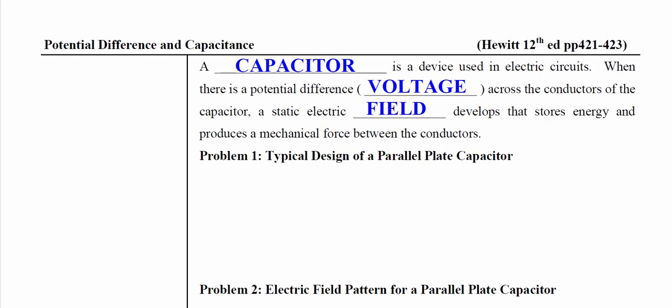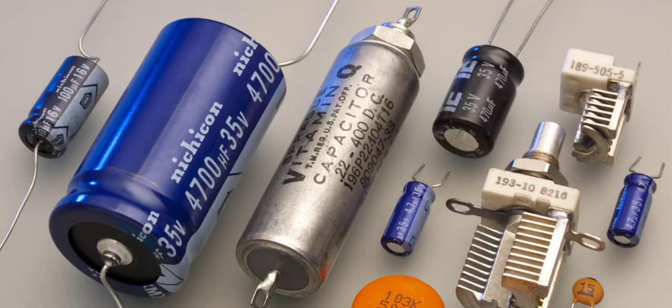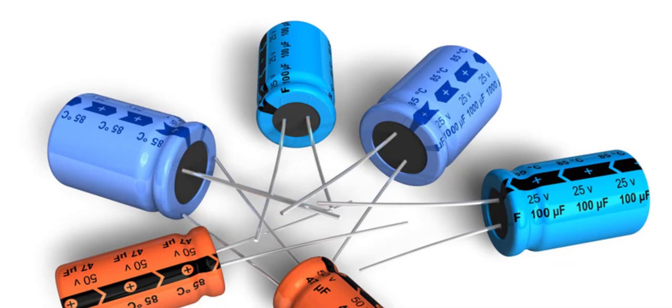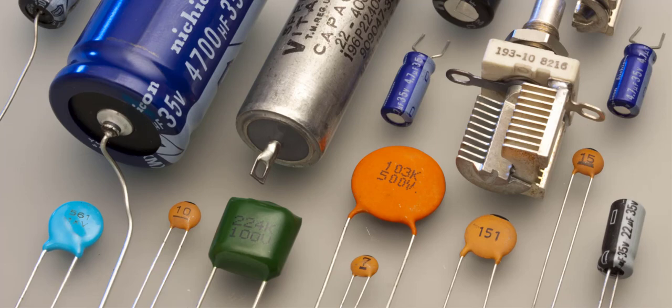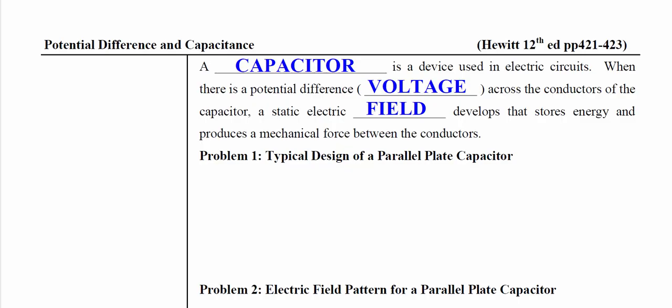All right, we now turn our attention to capacitors. A capacitor is a device used in electric circuits. We've talked about how it's similar to a battery. However, it's more appropriate for short-term energy storage, electrical energy storage that is released in short, quick bursts.